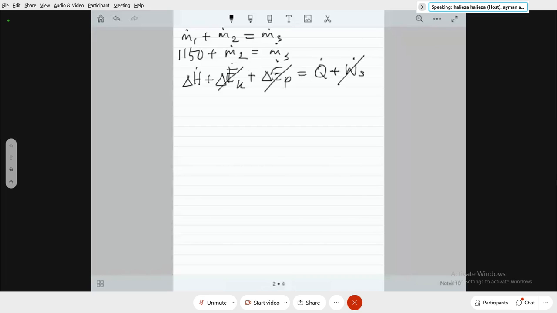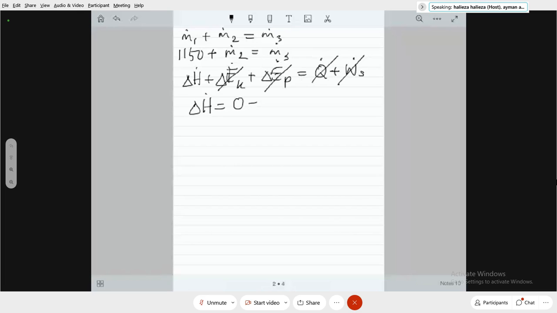So you only have Q equal to... no Q, is it? Yes, adiabatic. So what happened now? Delta H is equal to 0. Everything is equal to 0, so your change in enthalpy is equal to 0.